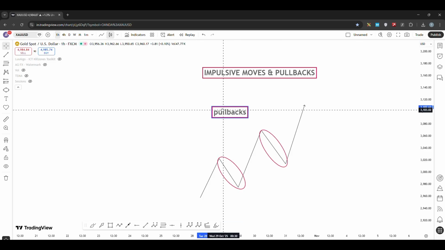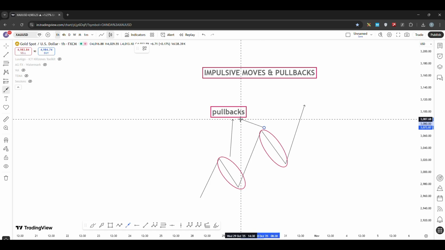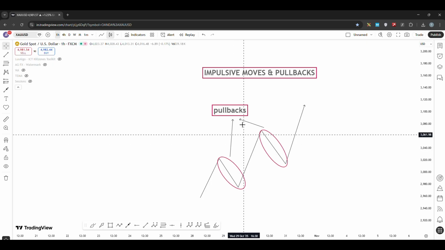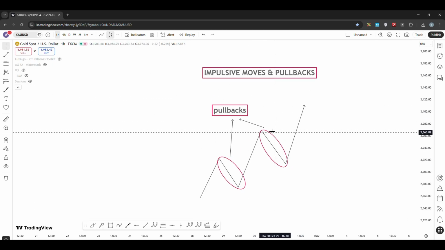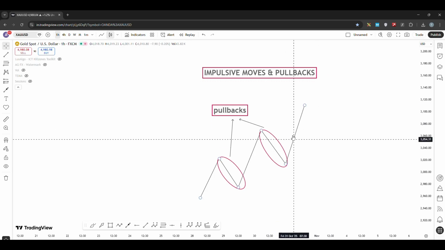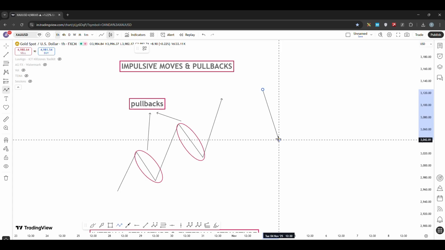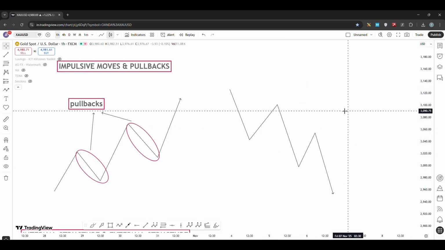Very simple stuff, but we have to understand this to study the next topic, which will be the structure. So these are pullbacks that we see in the market before the market gives another impulsive move, which is in the direction of the trend. The same thing will happen for a bearish market as well. For a bearish market, you will see this kind of move to the downside.